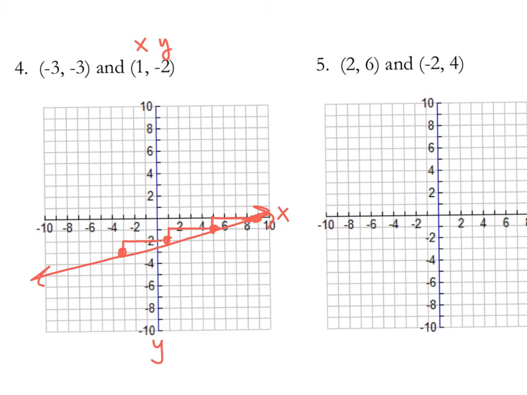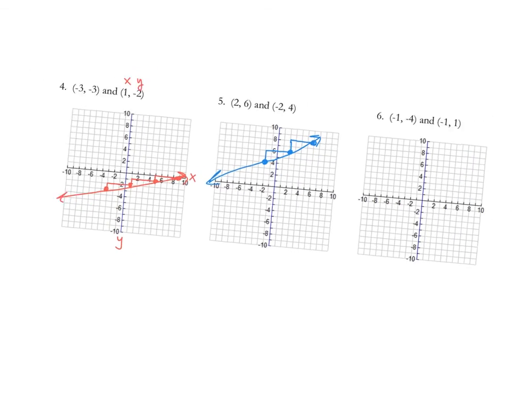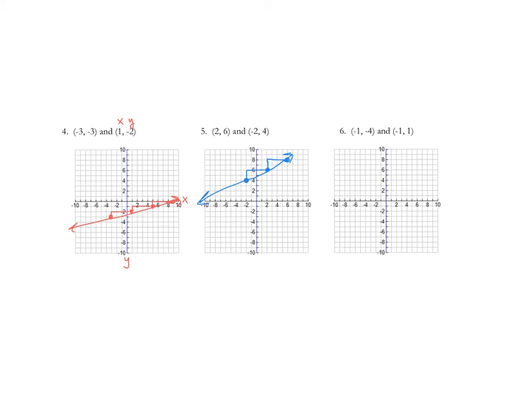All right, a couple more and we're done for the day. So we got 2, 6, negative 2, 4. So this slope is up 2, right 4. Up 2, right 4. My lines are not looking pretty, guys. I like perfectly straight lines in Notability, so please be drawing nice straight lines in Notability.